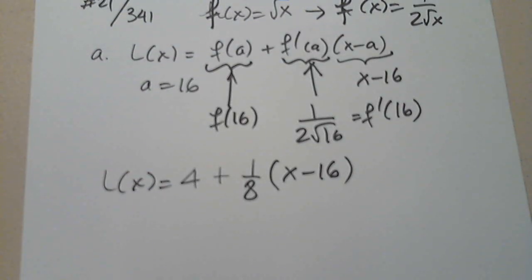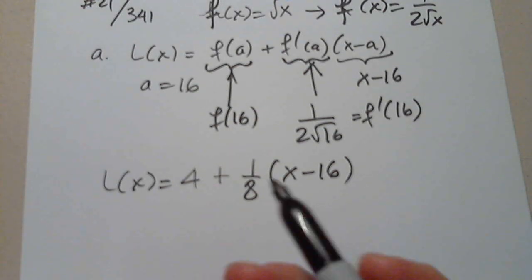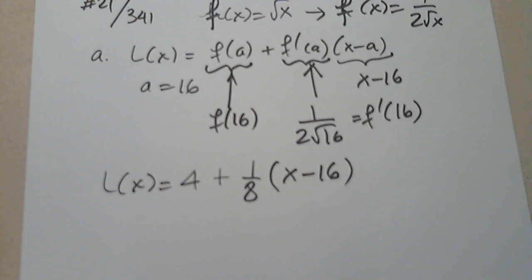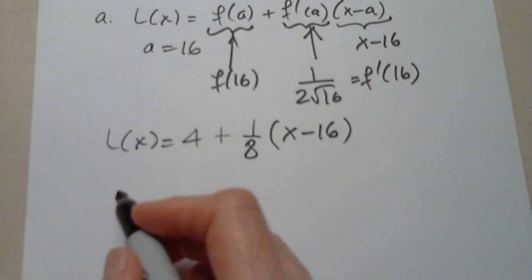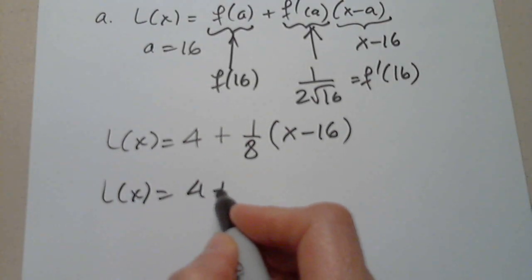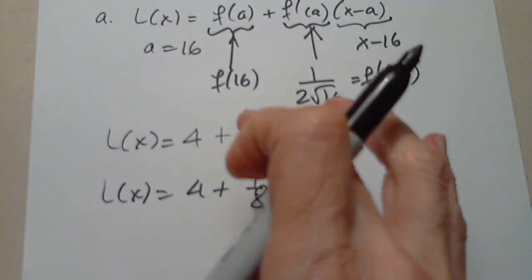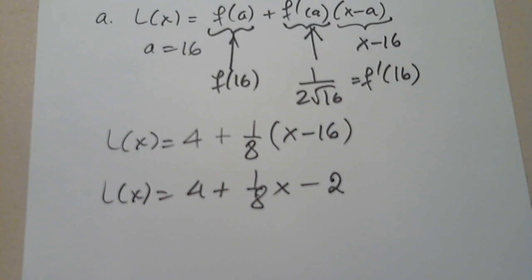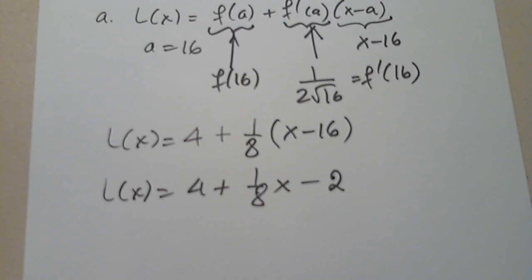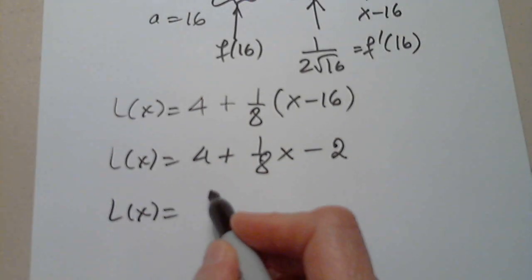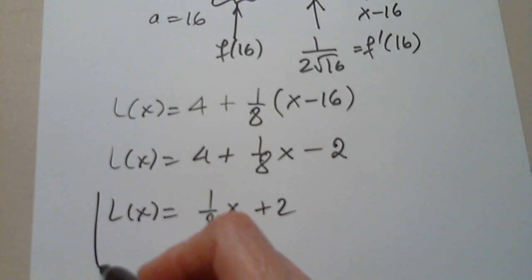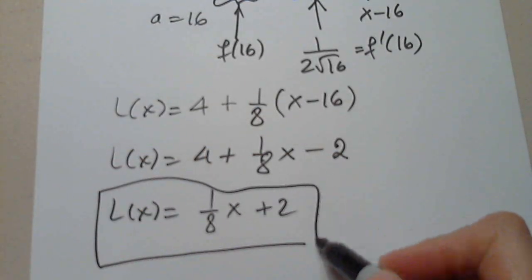It's done, but I have to solve for the function, meaning I have to distribute and I have to combine like terms. But this is it. This is final. So L of x equals 4 plus 1 over 8x, and when I distribute 1 over 8 to negative 16, I get negative 2. Rearrange everything in the correct order. 1 over 8x, 4 minus 2 is positive 2. And this is fully simplified.